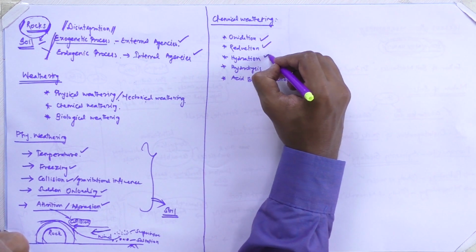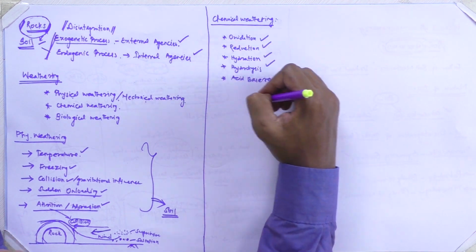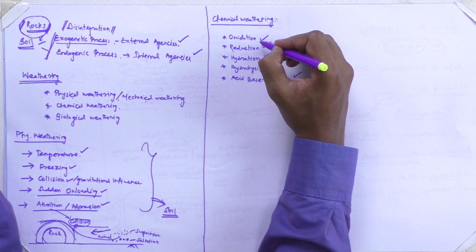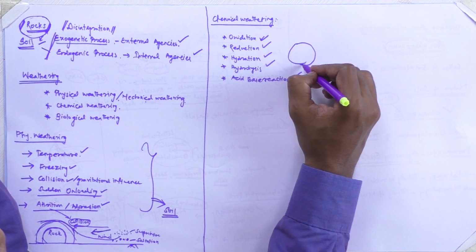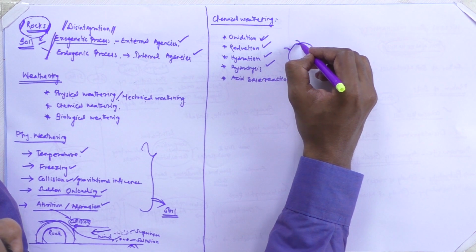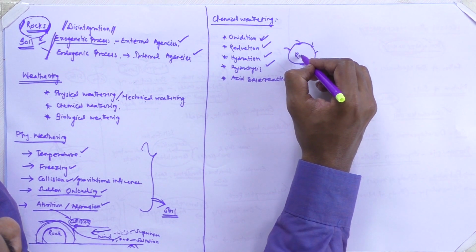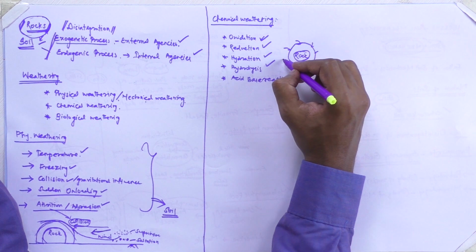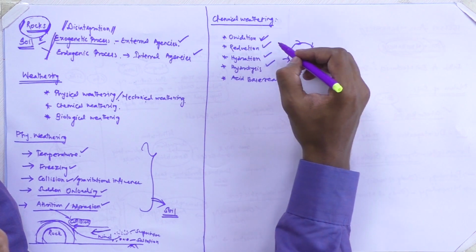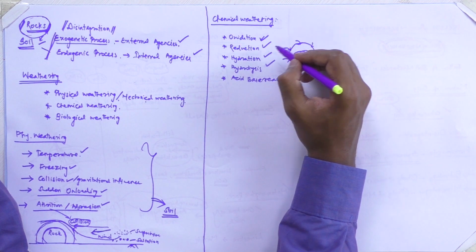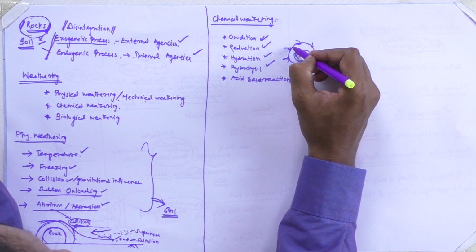So likewise we have chemical processes. These chemical processes are taking place at the surfaces of the rock. Oxidation is nothing but O2 getting in, and it acts at the surfaces.